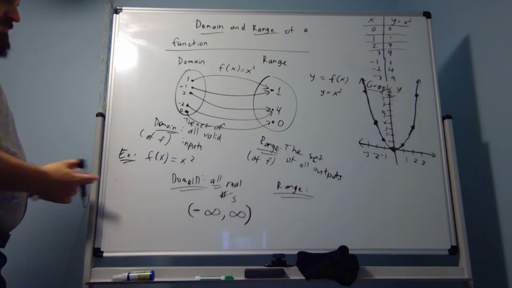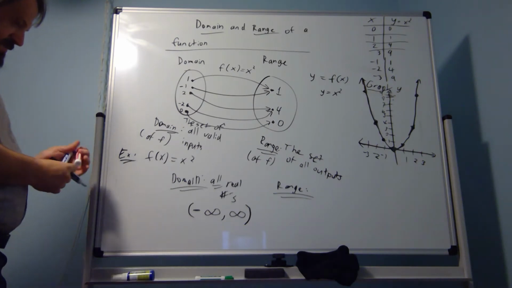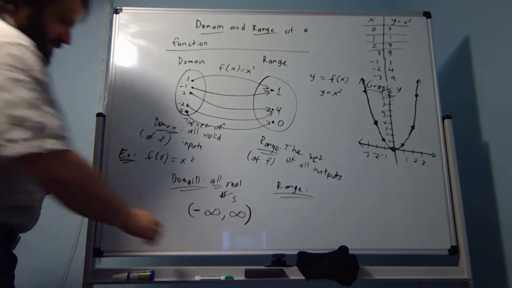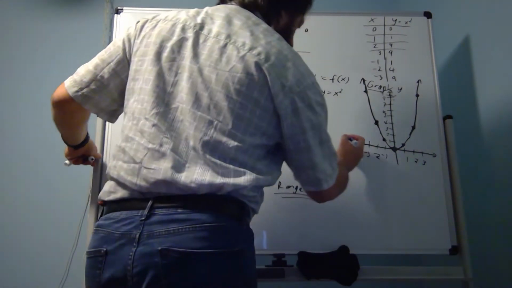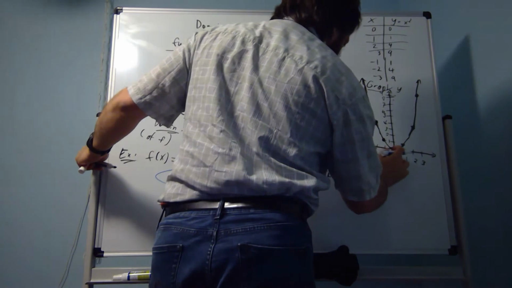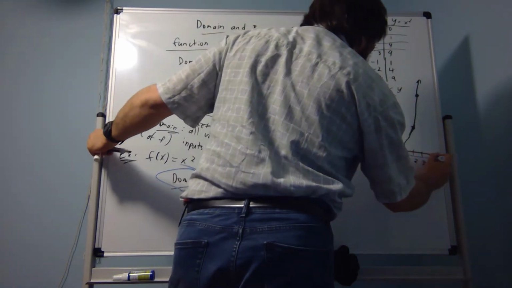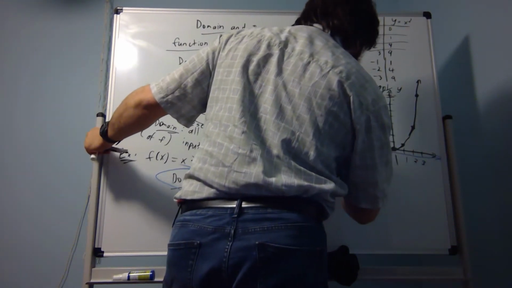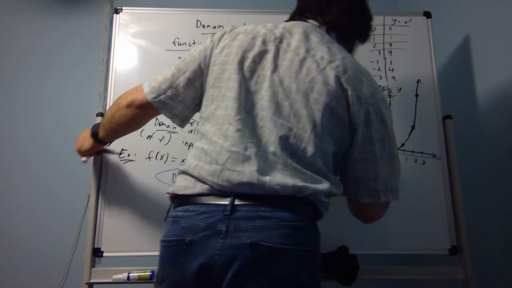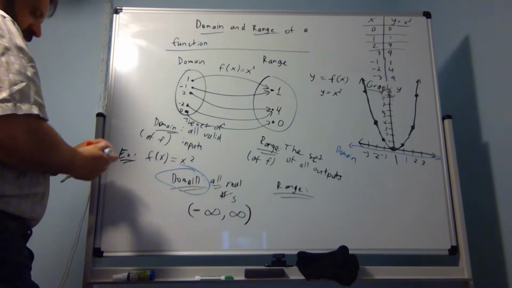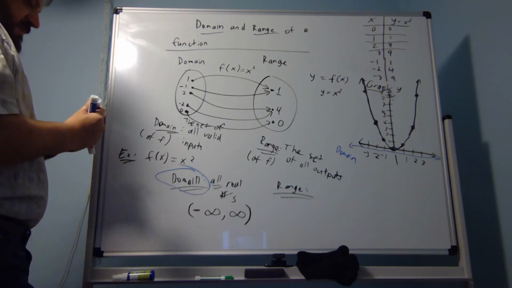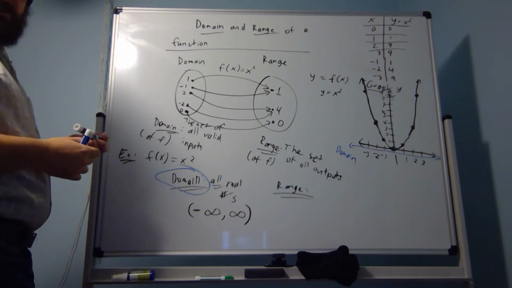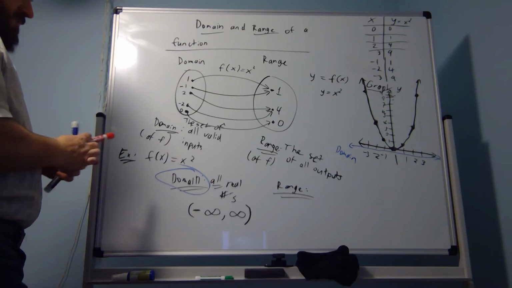But the domain, let's bring back the colors. Let's use the blue. So the domain is the inputs. Well, how many inputs are there? You can have any input you want in the entire real number line. That's no problem.